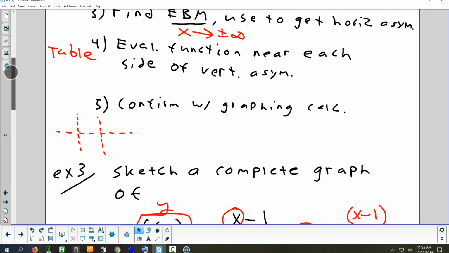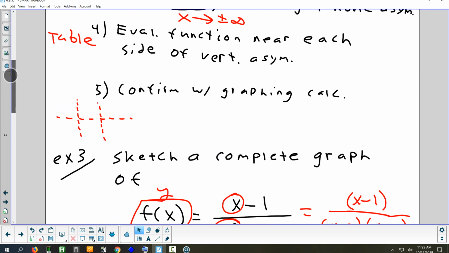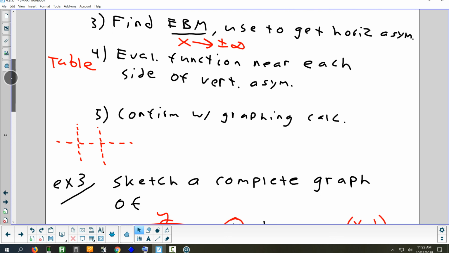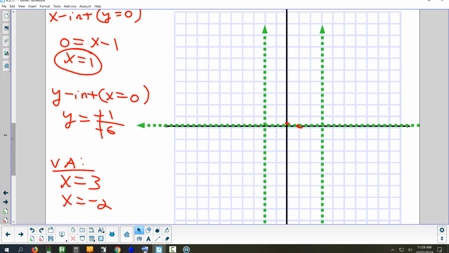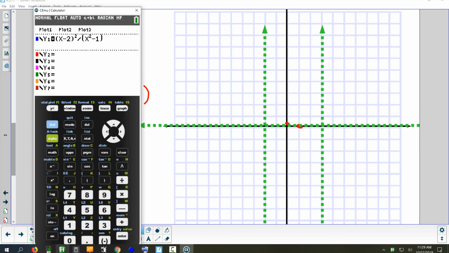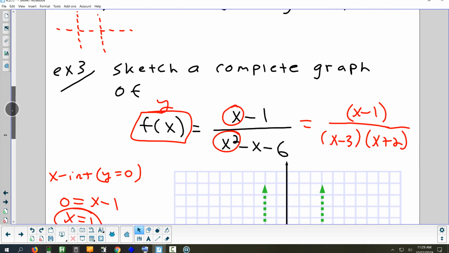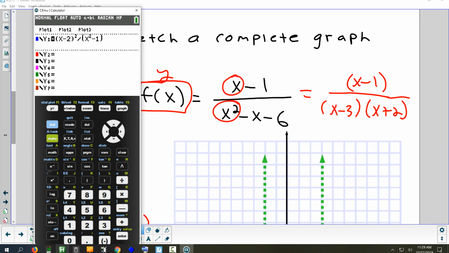Now, step 4 is what's really going to help us out. We're going to check what's happening near the asymptotes. We have 2 of them, -2 and 3. So we're going to use the table. So we have to type in our problem, use parentheses, x minus 1 divided by x squared minus x minus 6.